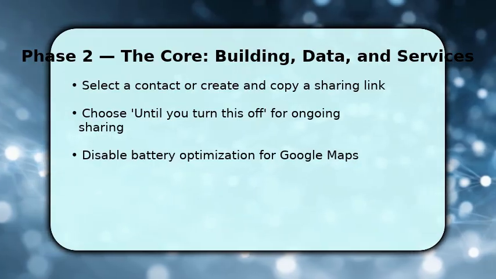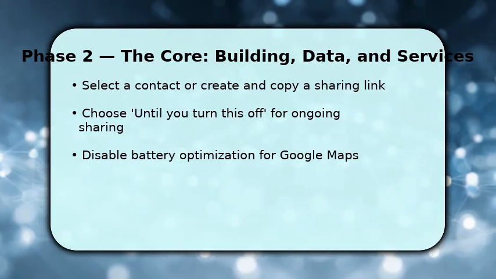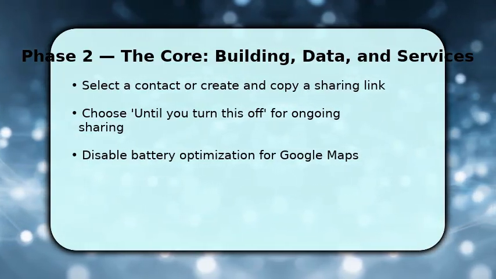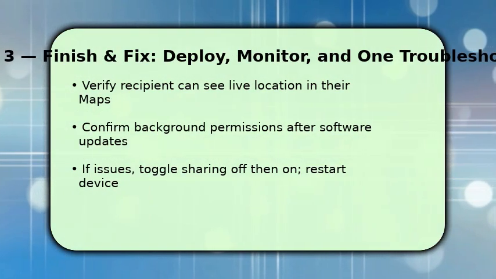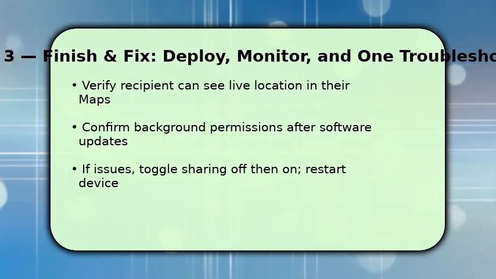If you use multiple devices, repeat steps on each device and verify account consistency before relying on it. To finalize, verify the recipient can view your live location in their Google Maps, ask them to refresh and watch your blue dot. Make sure background location permission persists after OS or Maps updates.